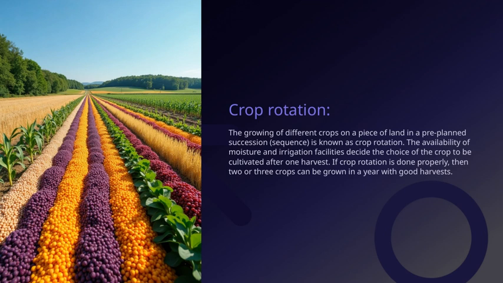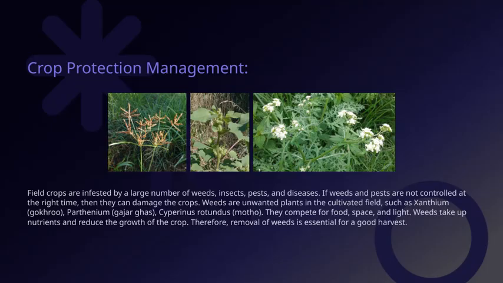If crop rotation is done properly, it can actually allow you to grow 2 or even 3 different crops within a year, leading to good harvests. This not only maximizes land use, but also improves soil fertility and reduces pest and disease problems. So, in the bigger picture of sustainable farming, crop rotation is a key technique to increase productivity while maintaining the health of our land. Crop protection management is a crucial part of ensuring a good harvest.